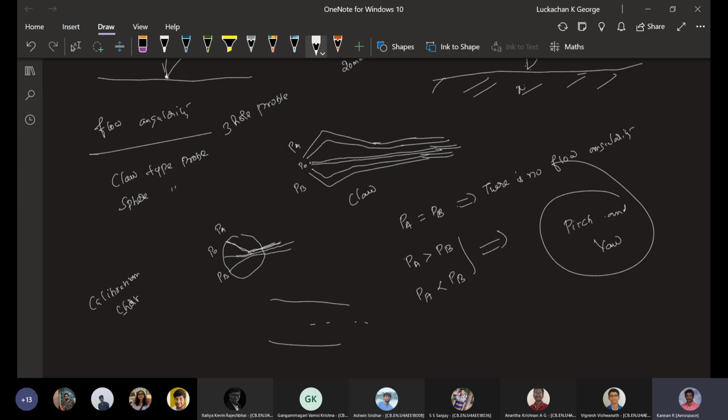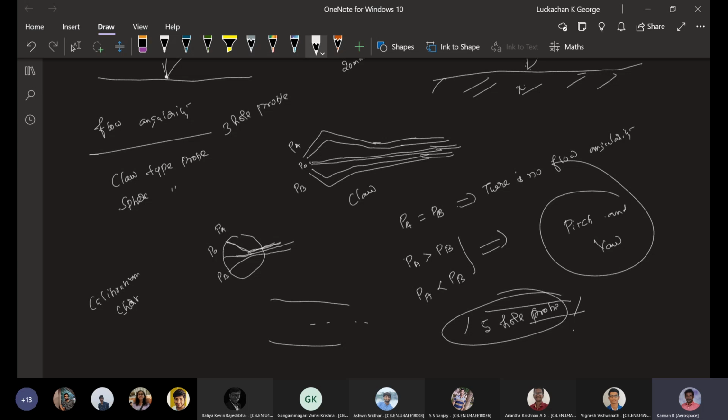In the same way, you have 5-hole probes also. So in our lab, we have a 5-hole probe. If you are visiting the campus sometimes, you can ask my student, and he will show you the 5-hole probe, how it is going to be.